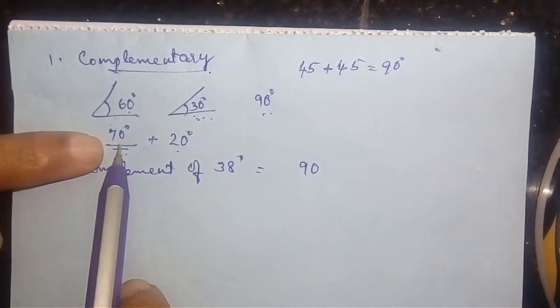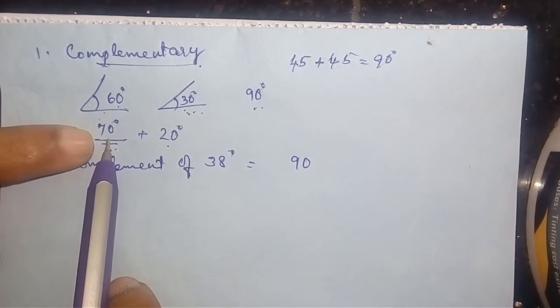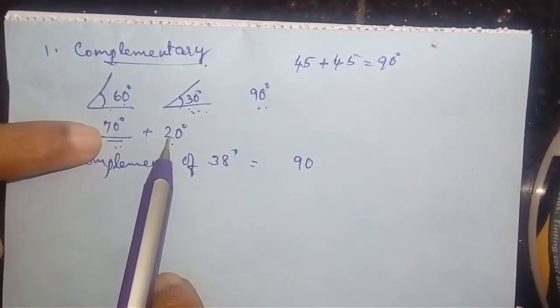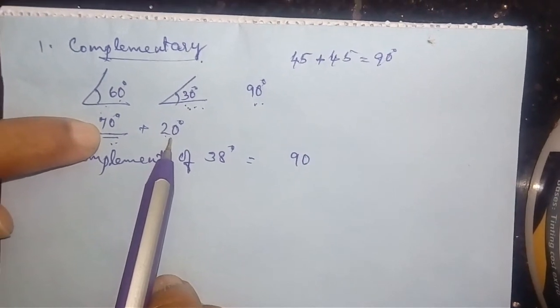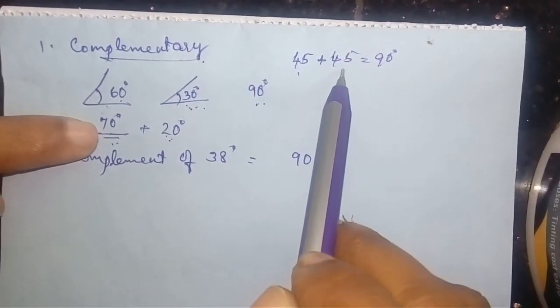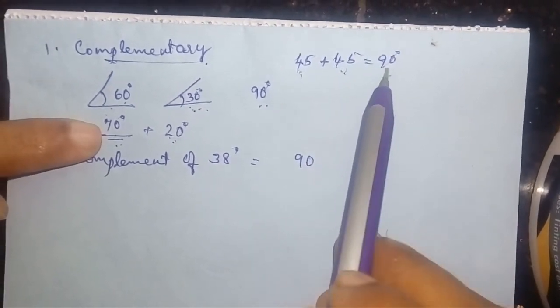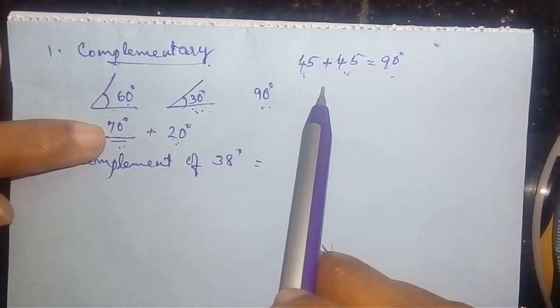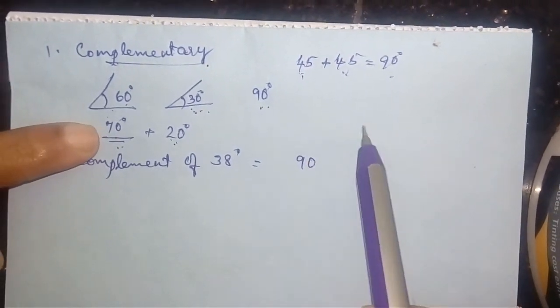If 70 degrees is one angle, then what will be the complementary angle of 70 degrees? That is 20. That is, 70 plus 20 makes 90. If one angle is 45, then what will be the complement? 45 itself, that is 45 plus 45, 90. So to obtain the complementary angle for the given, we have to subtract the given from 90.